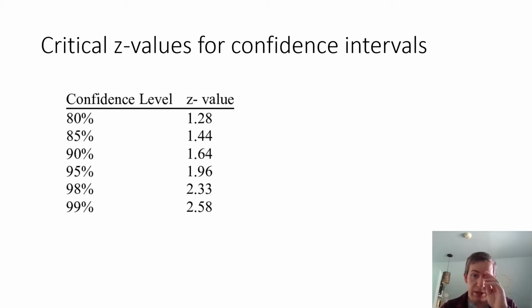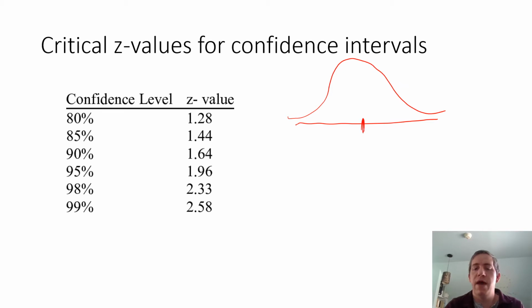The first piece is the z value. The z value really corresponds to the distribution that we have and the fact that we know that the population parameter lands in the middle of that distribution using the central limit theorem. So the confidence level is telling us the z-scores, how far we need to go out so that we can get that 80% or 85% or 90% and so on and so forth.